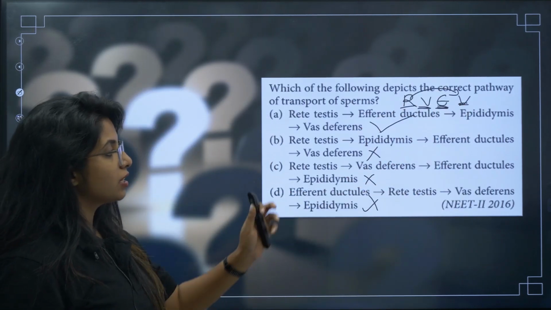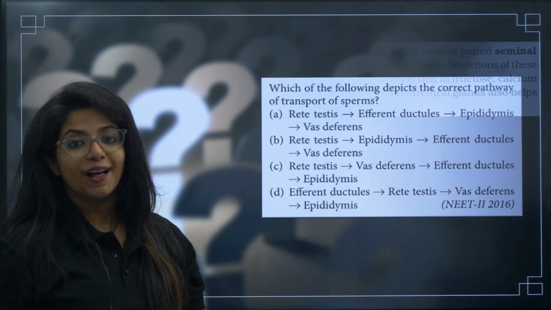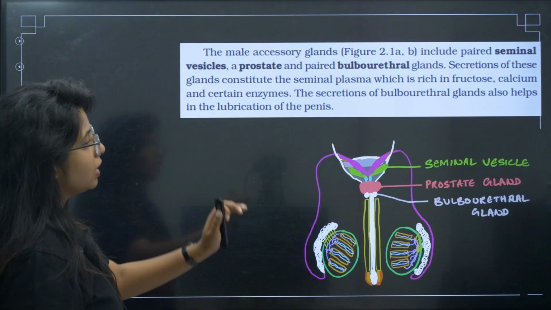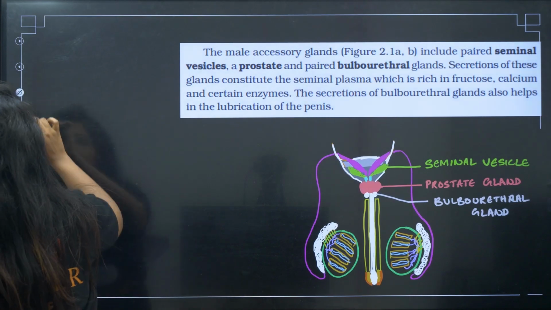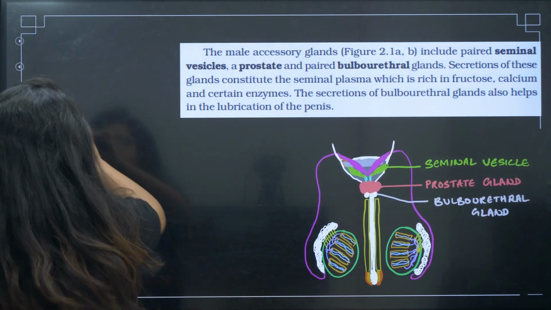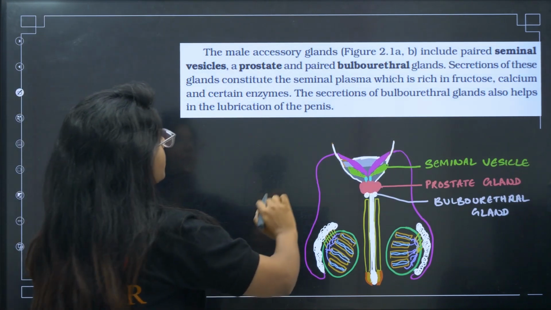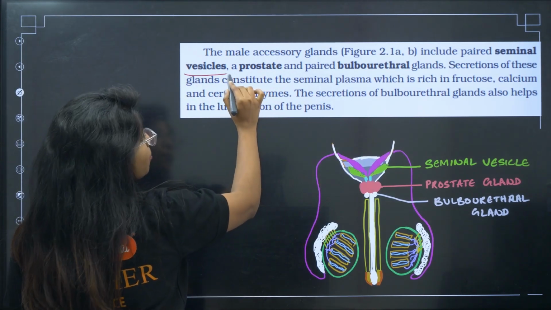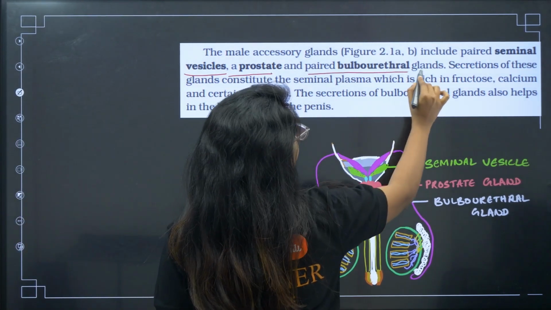So that question came in NEET 2016 again. We go ahead, we talk about the accessory glands. For that, I'll definitely need a diagram, so let's make it. The male accessory glands include paired seminal vesicle, a prostate and a paired bulbourethral gland.